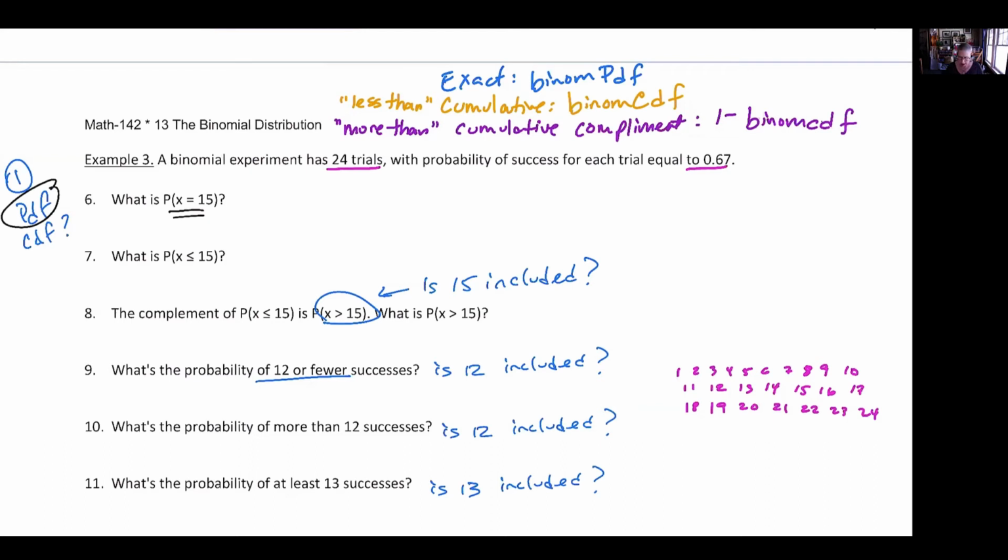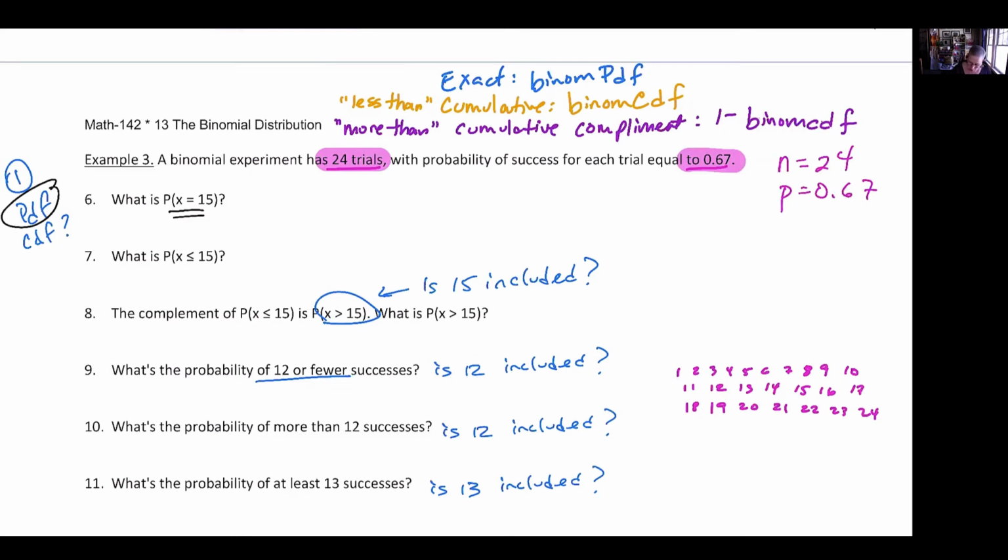I should back up to step 0. I forgot to include step 0, folks. Step 0 is figuring out your N and your P. Can you see here I have a binomial experiment with 24 trials with a probability of success for each trial equal to 0.67. So I always write over here, because I'm going to be using it many times, N equals 24 and P equals 0.67.